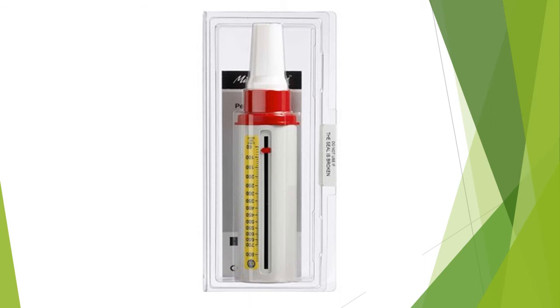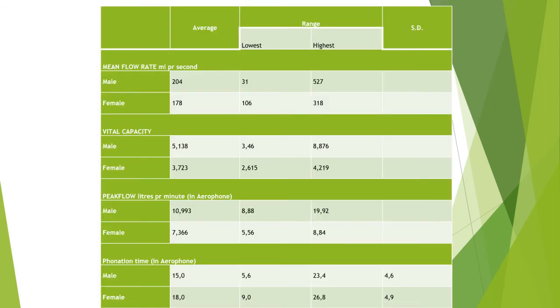This is the device that we used in our clinic. There are a number of non-equivalent scales used to measure this, for example, the Wright scale, the UU scale, and so on. The peak flow is here presented in 12 normal Danish males and 18 females between 20 and 40 years of age on a sustained note.